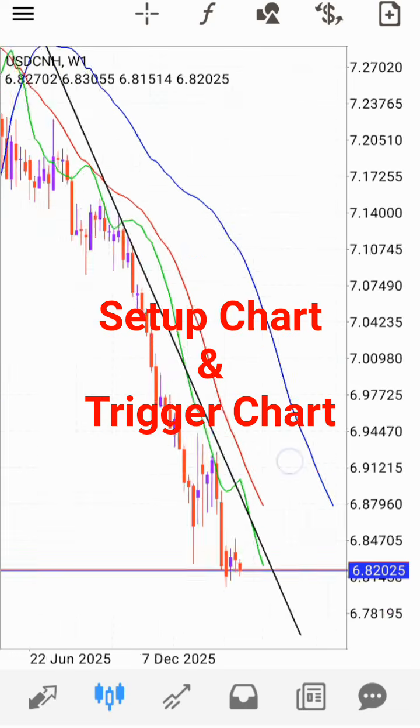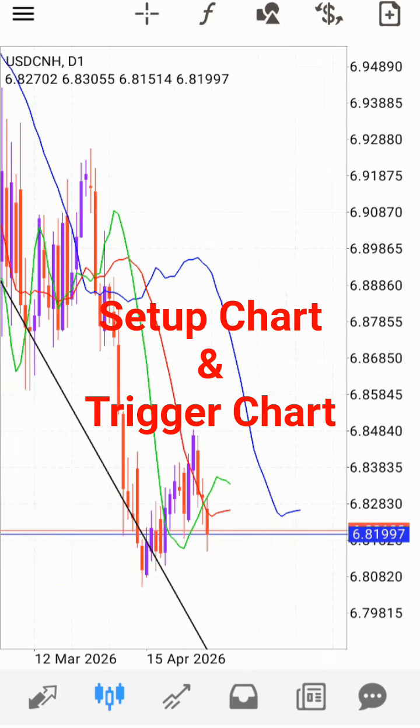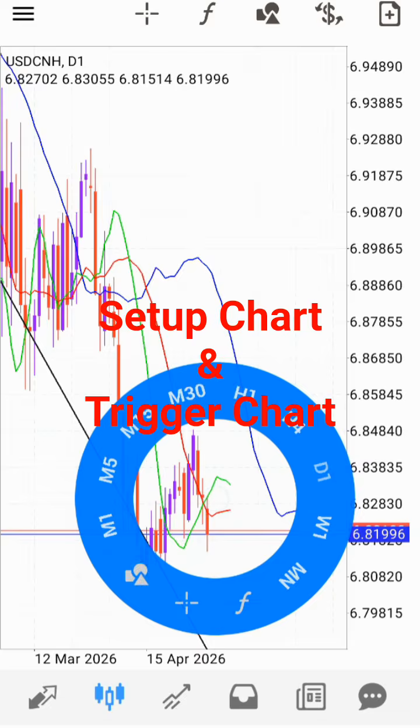Again, I said my setup chart is a chart where I spot the main trend and then place my price target where I want to exit, while the trigger chart is where I look forward to a tight stop loss and the best price level for me to enter a trade early enough. That will be all for this video.